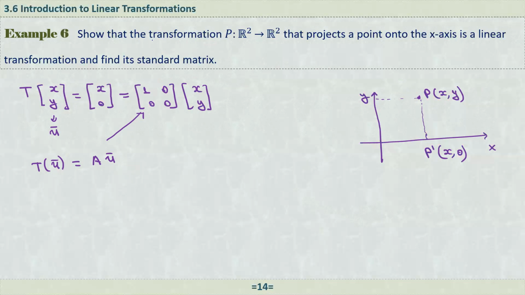And what is its standard matrix? The standard matrix is this: 1 0 0 0. Actually, this matrix transforms a point, or projects a point, onto the x-axis. That's it.